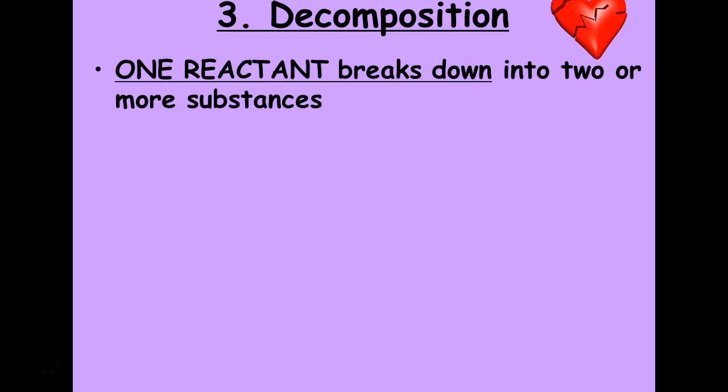In the next gray box, I want you to write the word decomposition. And only one reactant breaks down into 2 or more substances. I didn't leave enough space. I'm sorry, that line is kind of short, but it should be one reactant breaks down into 2 or more substances.